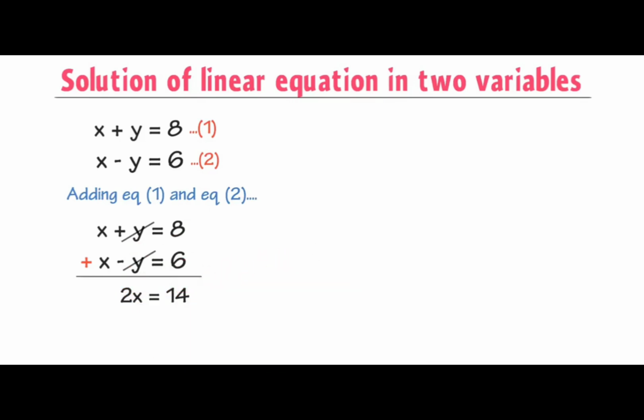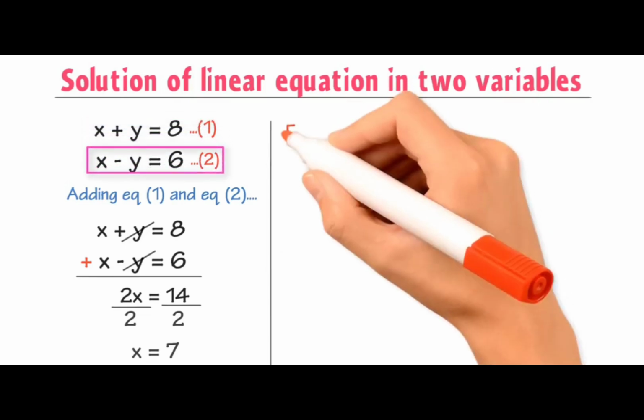Now dividing both sides by 2, 2x divided by 2 is equal to 14 divided by 2. As a result, we get x is equal to 7. Now, what about the value of y? We can now easily calculate y by the substitution method, by putting the value of x in either equation number 1 or number 2. Let me first put the value of x in equation number 1 and then in equation number 2.